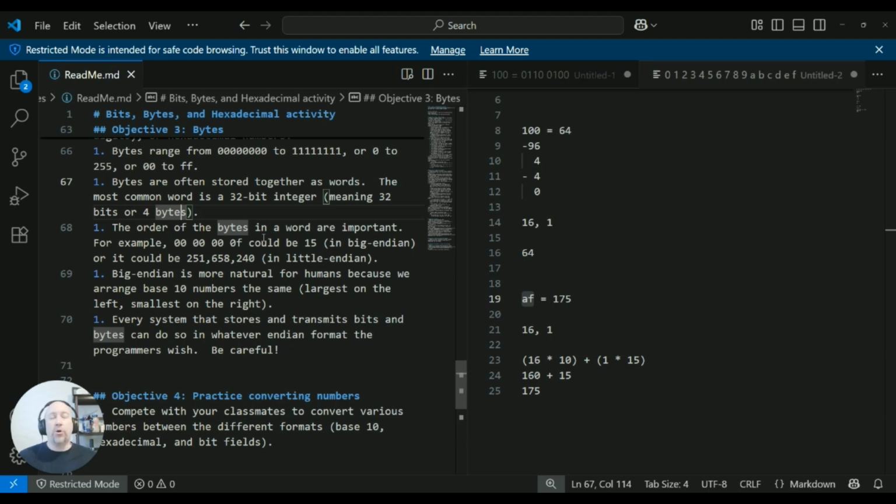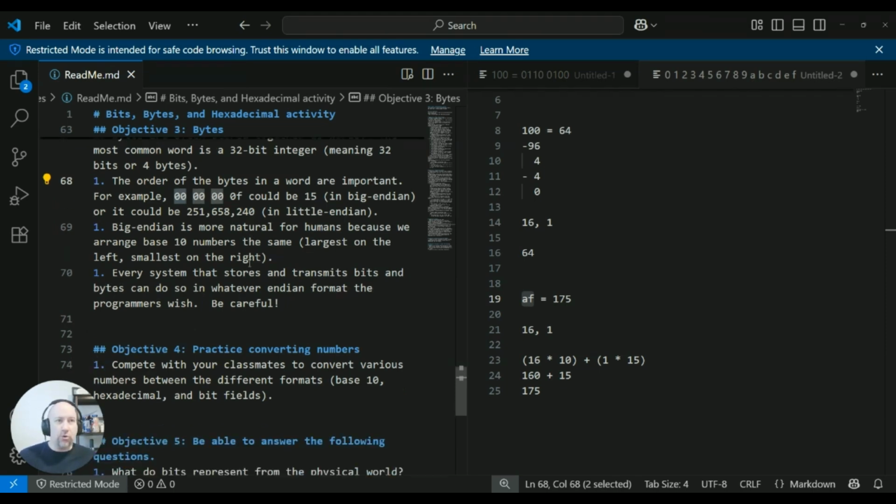The order of the bytes in a word are important. So for example, 0000000F could be 15 if we use something called big endian, or it could be 251,658,240 in little endian. The question is, is this left side the smallest value or the largest value? In general, most systems are going to use big endian. We're used to big endian because our numbers are big endian, right? The far left is the 100 millions place, and then the 10 millions place, and then the 1 millions place. So we're used to values decreasing as they go from left to right.